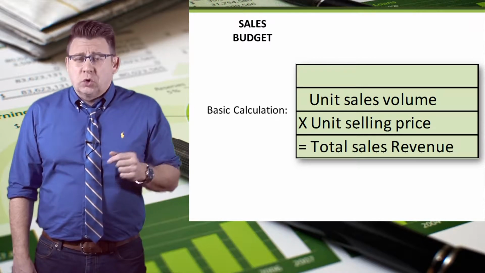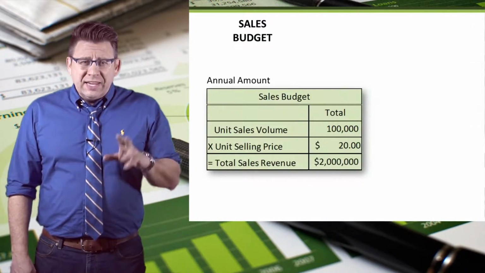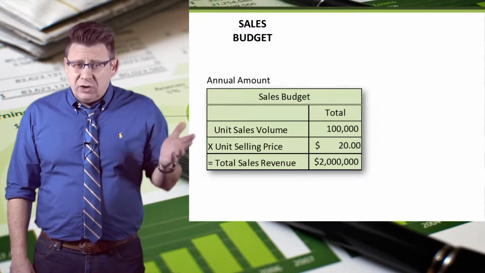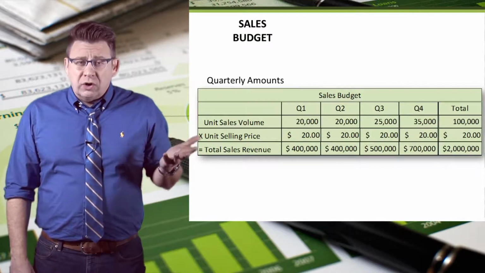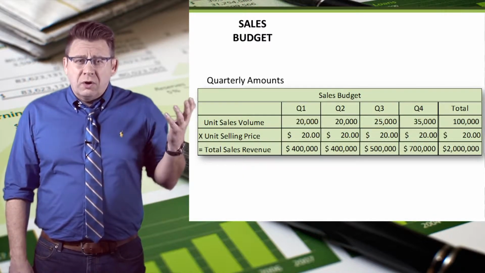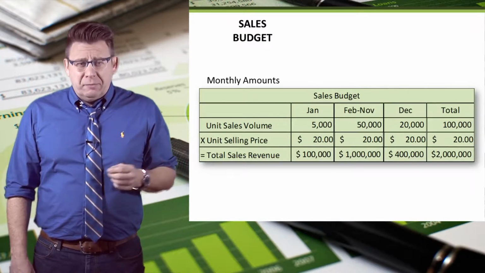price equals total sales revenue. A sales budget can be created for an annual amount or quarterly amounts, or more commonly, monthly amounts.